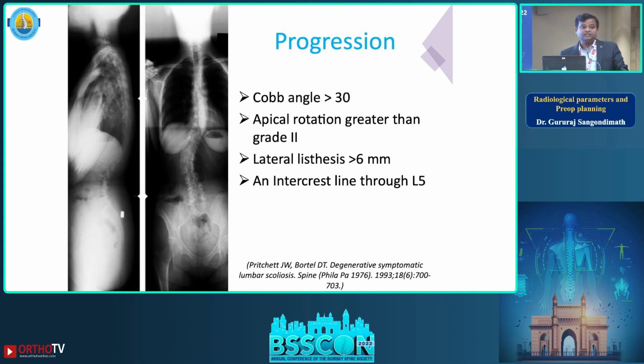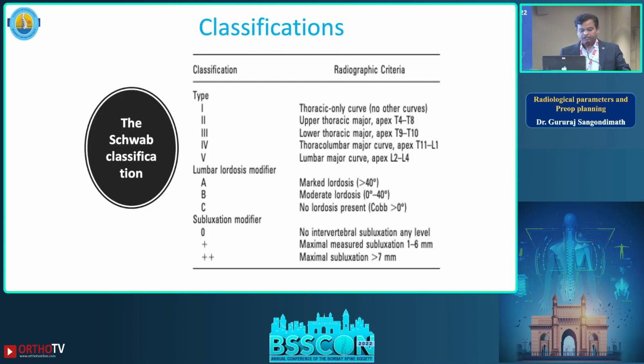And lateral listhesis is the one which actually has the highest correlation. If your lateral listhesis or a lateral subluxation is more than 6 millimeters, it is a greater indication of progression. And as the L5 is positioned higher and higher, not deep set into the pelvis, the progression rate is higher. So there are many classifications which are devised based on these parameters.